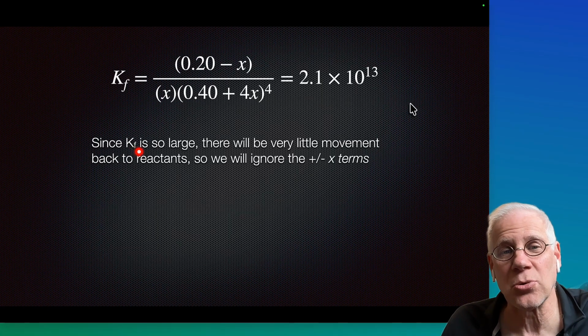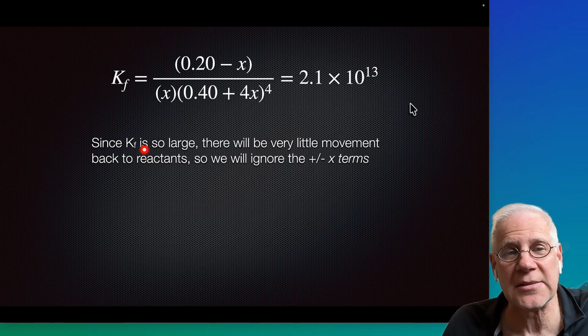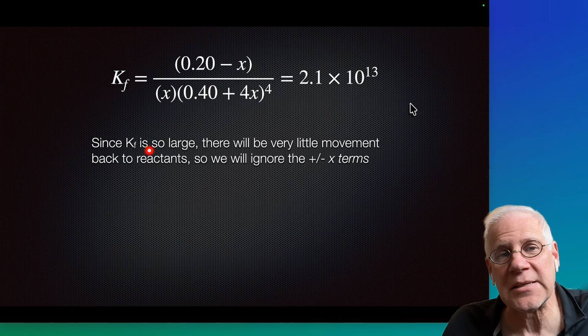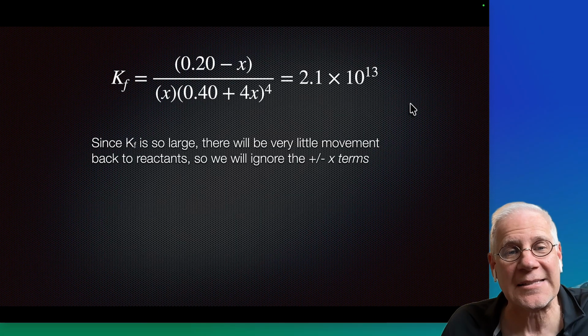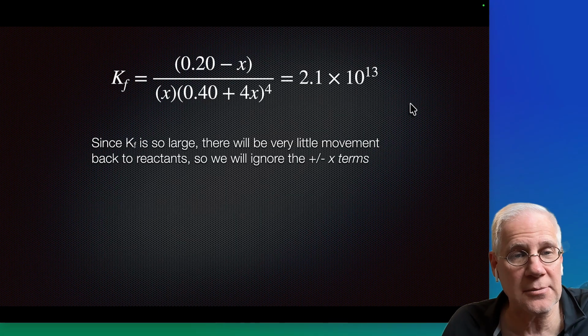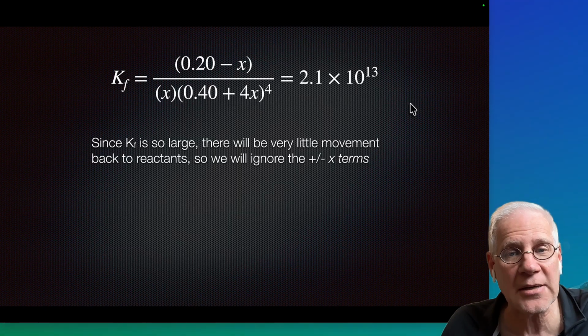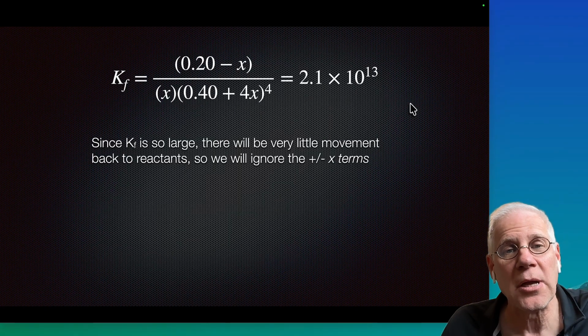Since that KF is so large, I know that it's going to be pushed far to the reactant side. What that means is that the reverse reaction back to the reactants in that second change line that we had in our ICE box is going to be very, very small. So I know that X is going to be very, very small.